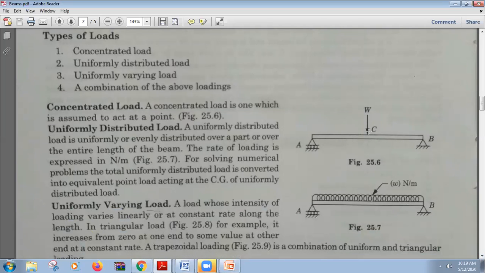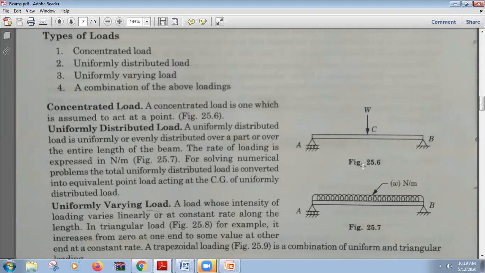So we can see here the point load is W, acting downwards. A and B are the supports, a roller support and a hinged support, and point C has a point load acting vertically downwards. In figure B, we can see the uniformly distributed load, represented by marking of spring type. This is given in newtons per meter, whereas the point load is given in absolute figures, newtons or kilogram force.